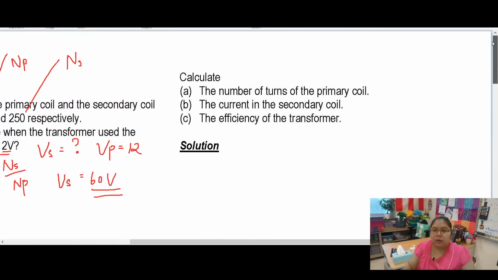Okay, let's see the question. Number of turns of the primary coil, they want NP. Number 2, the current in the secondary coil, IS. Last one, they want efficiency. So we will need to find the NP. Okay, the info from the diagram, we already got it all, so we can straightforwardly apply.